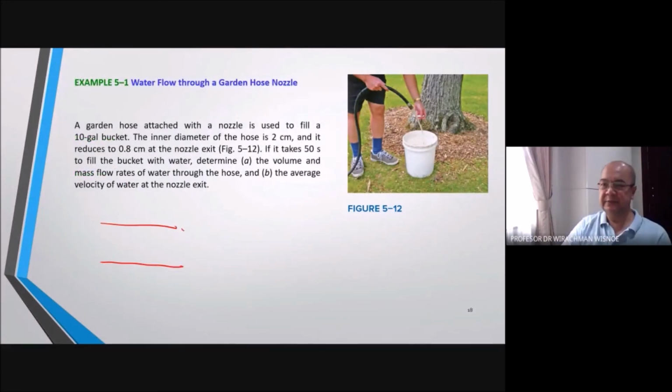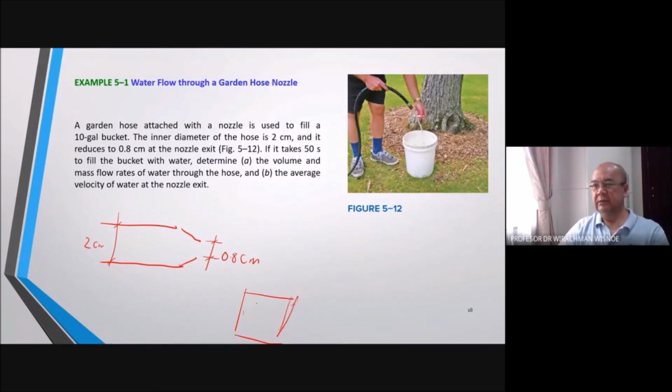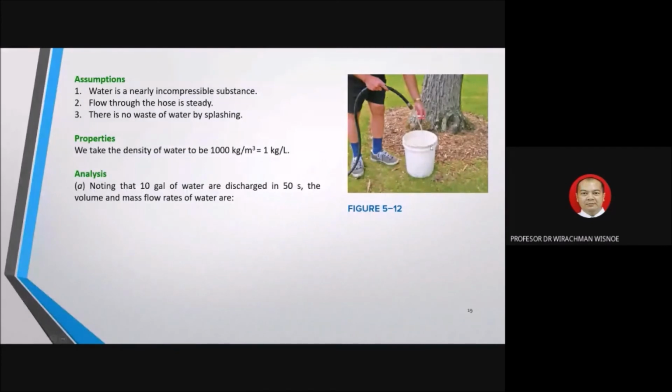The pipe, the nozzle. So we have the pipe, which is 2 centimeters, and then we have the nozzle here, 0.8 cm. And then we put the bucket. This one is 10 gallon. Now to fill this 10 gallon, you need to do it in 50 seconds. So from here, you can obtain what is the V dot. We know that the 10 gallon will be filled up in 50 seconds.